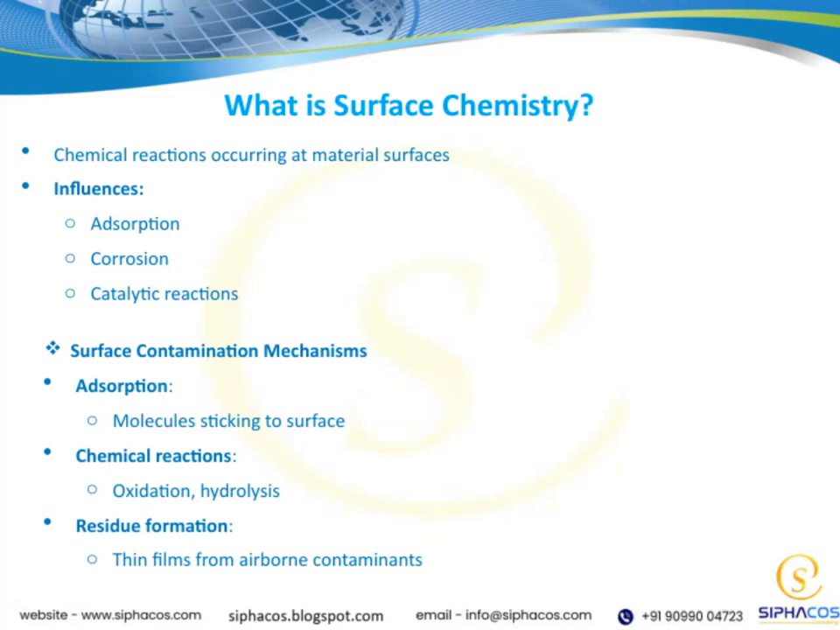Now, let's take a closer look at surface contamination mechanisms. One key process is adsorption, which is when molecules from the environment stick to a surface. This can happen naturally and is often the first step in contamination. Next, we have chemical reactions like oxidation and hydrolysis that can occur at the surface, leading to changes in material properties.